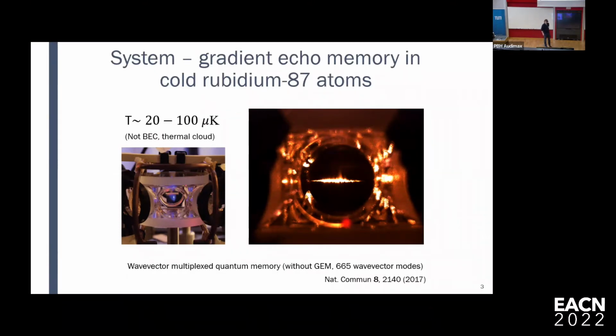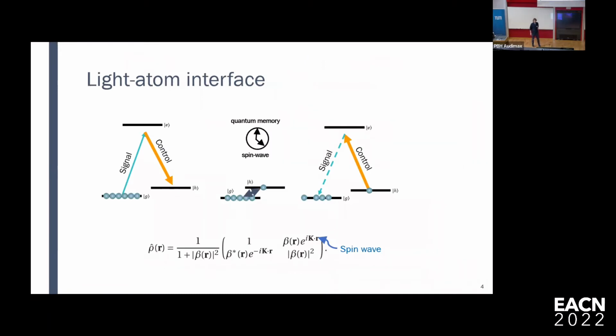Originally, we demonstrated this platform as a generator of many photons in many different wave vector modes, but today's topic will rather rely on a slightly different feature of this memory. Nevertheless, the common feature is the protocol, where we first store a signal in this very popular lambda scheme by applying a control field. Then it is stored in the form of spin waves, and at the end it can be retrieved using the same or a similar control field.